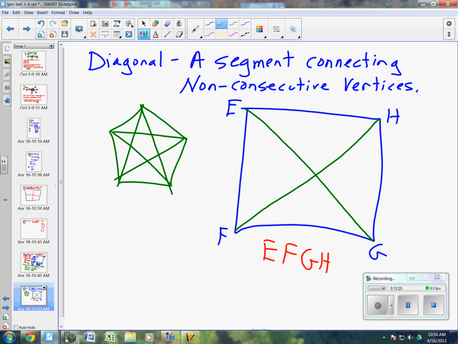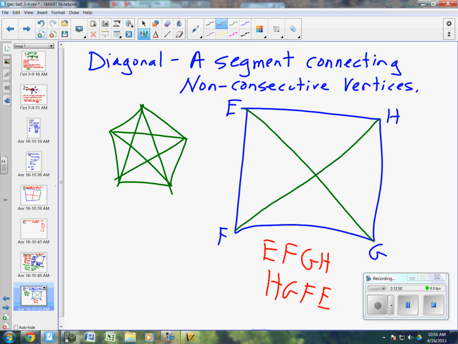Or we can start with any other letter and go in order, as long as we're going around it either clockwise or counterclockwise. Like I could start at H, and I could go clockwise. H, G, F, E. That's another way I can name it. It doesn't matter which letter I start with, as long as I go clockwise or counterclockwise in order until I've named all the letters. Everybody got that? Everybody know how to name a polygon or a quadrilateral?